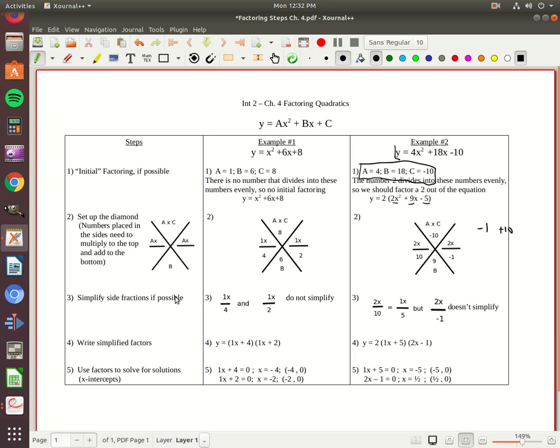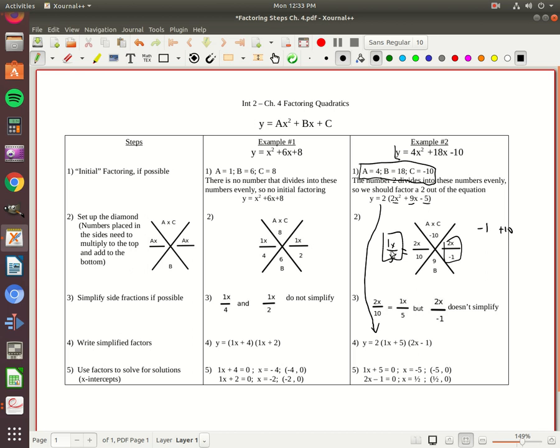Now I want to simplify the fractions if possible. Well, 2 over 10, hopefully we see 2 goes into 2 once, and 2 goes into 10 5 times. So we'll use x plus 5 here, but this one doesn't simplify, so we'll just use 2x minus 1. When we rewrite, we're going to have y equals, don't forget this 2. This 2 is a real thing, and it's going to become more important either in chapter 5 or chapter 9. It's not going to be a huge deal in chapter 4, I won't lie to you, but it is going to be a bigger deal in chapter 5 or chapter 9.